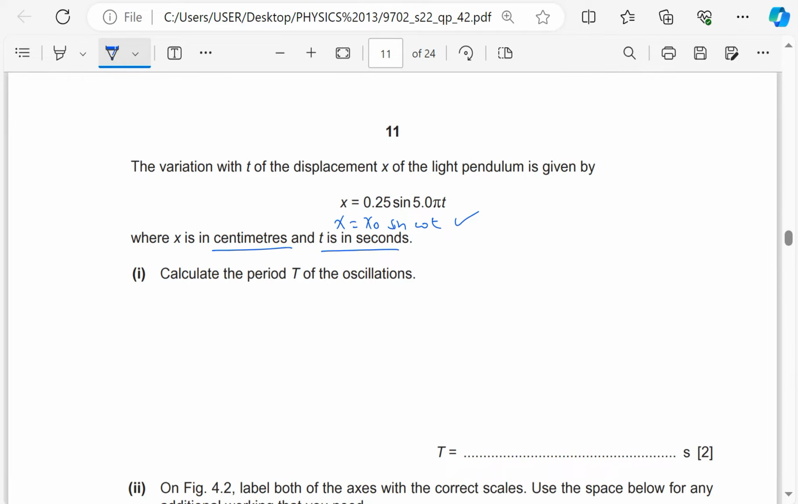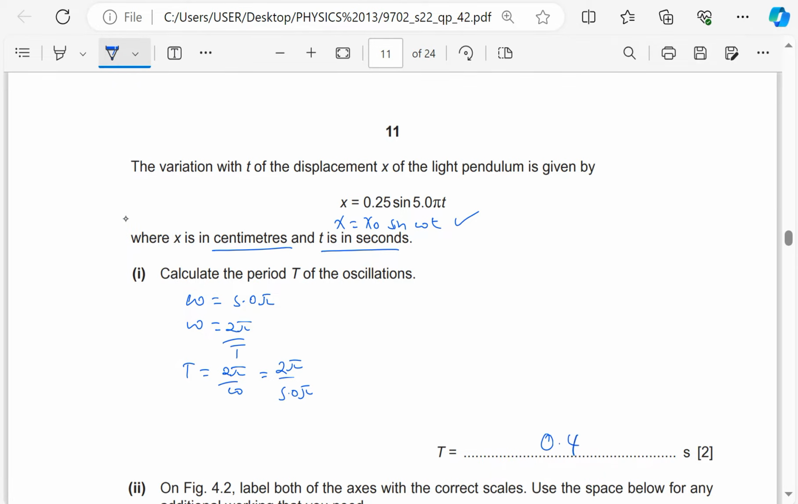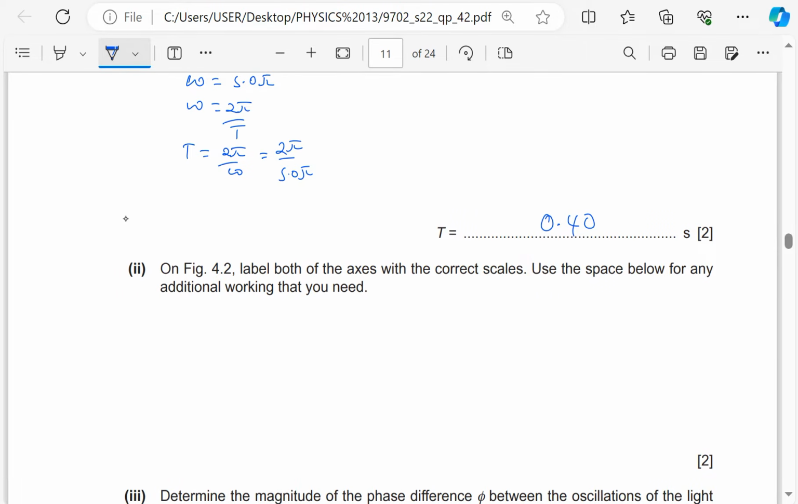So when I compare the two equations, it means omega is going to be 5.0 pi. But remember, omega is 2 pi divided by T, or you can say T is equal to 2 pi divided by omega, which is the same as 2 pi divided by 5.0 pi. So I just say 2 divided by 5 because pi cancels, that is 0.4. So the answer here is going to be 0.4 seconds.